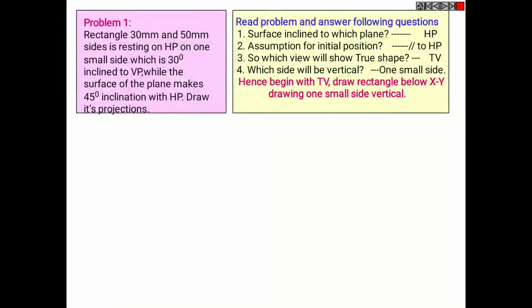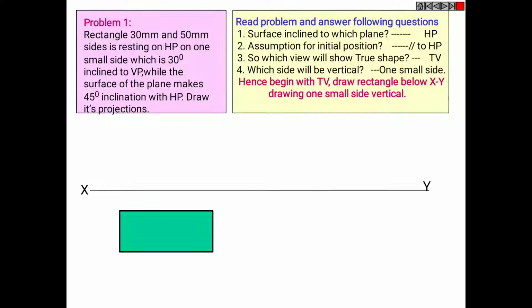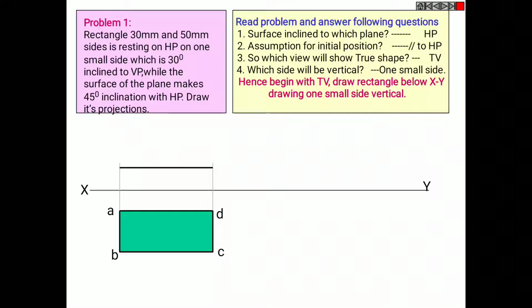For any problem we need to make all 3 stages. Firstly, an XY axis line. Now this is a rectangle with 30 mm and 50 mm sides resting on HP, and we need to mark A, B, C, D on it. I take the projections. Since it is resting on HP, it is a plane parallel to HP and perpendicular to VP. So in the VP it looks like a straight line, which is A dash B dash and C dash D dash.